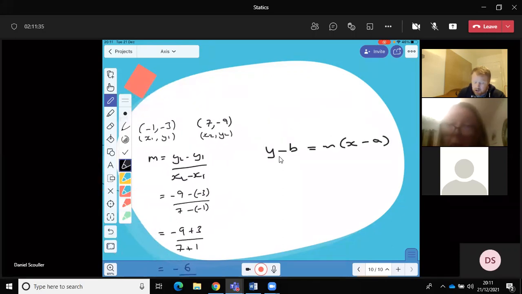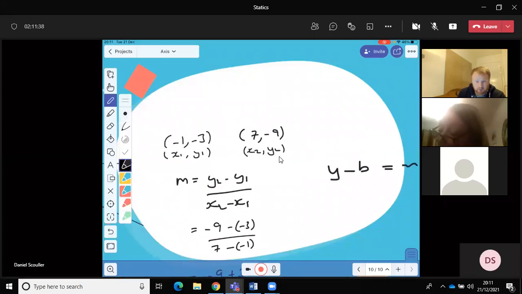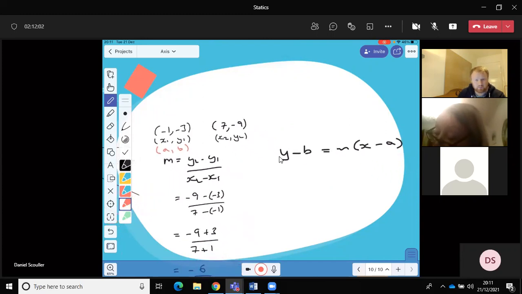Okay, again, your A and B can be whatever coordinate you want. Usually the easiest way to do it would be the one with the least amount of negatives in it. But either one's absolutely fine. I'll do this one just because it's the first one we came to. So for this equation, x, if you did 7, -9 and put that in, you would get the same answer. Work your way through, you'd get the same answer.